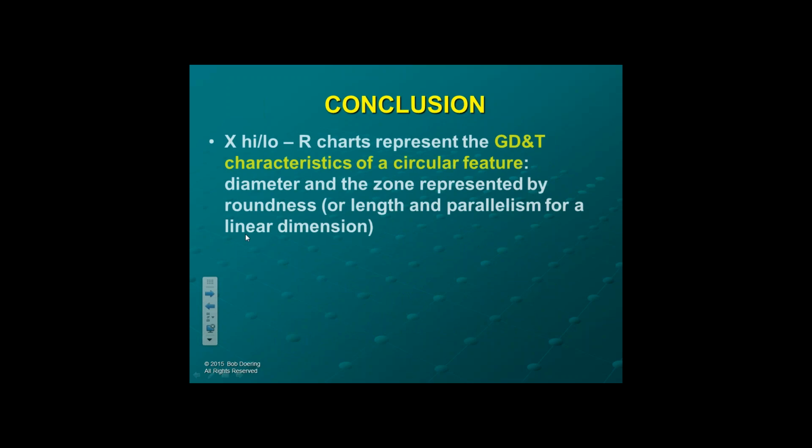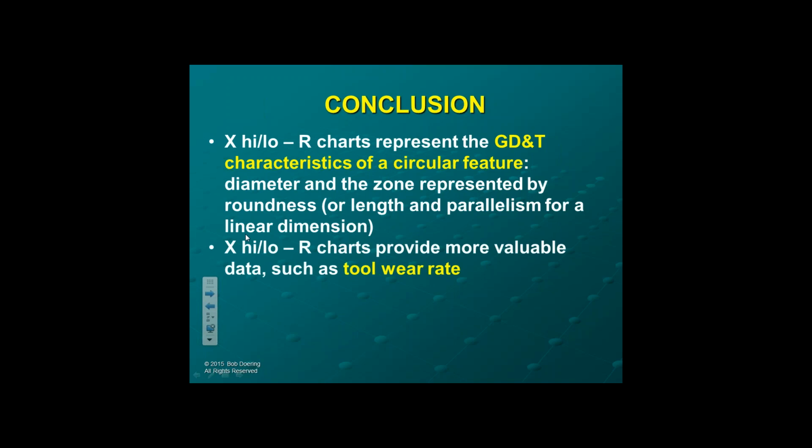The X-high-low R charts represent GD&T characteristics of a circular feature or of a length. Can you imagine this? You have a charting methodology that actually represents the GD&T of what you're trying to control. It represents the diameter in the zone represented by the roundness, or in a length, the length and the parallelism for linear dimension. Not only that, it provides more valuable data, such as tool wear rate. In fact, you can determine tool wear rate down to the nanometer.